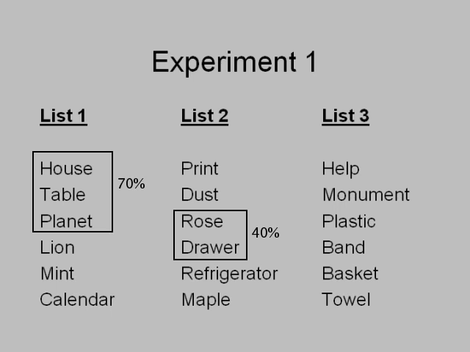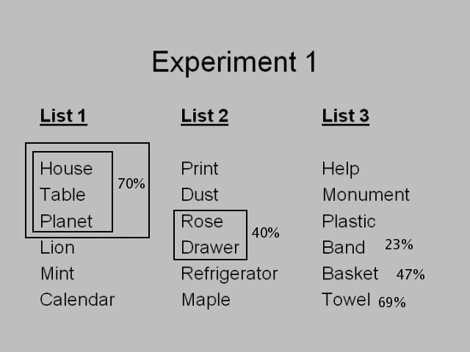Band, we were at 23%. Basket, we were at 47%. And then towel, finally, we were at 69%. Okay. So it's interesting to see the pattern here in the results for this first demonstration. You guys are pretty good at remembering these first three words. Tell me in the chat box if you think you've got an explanation as to why you remembered house, table, and planet so well.